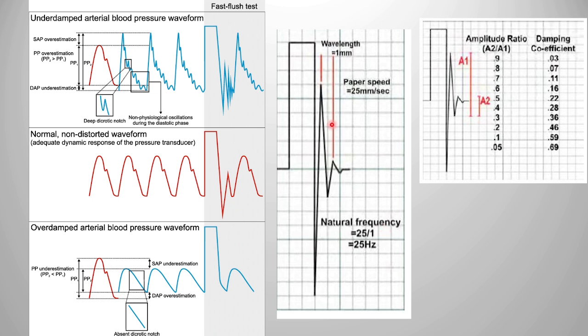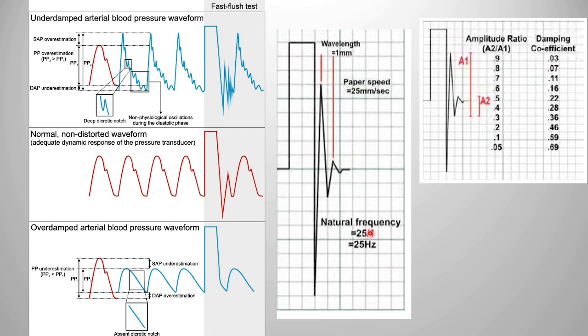How can we calculate this? We give a fast flush test. In this fast flush test, your paper speed is 25 millimeters per second, and the wavelength is around 1 millimeter, and this gives you 25 divided by 1. This is the natural frequency, 25 hertz, which should be adequate.